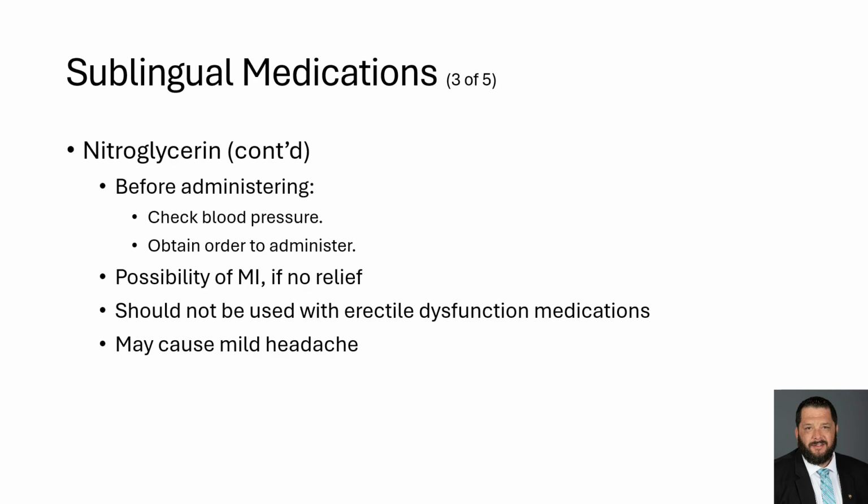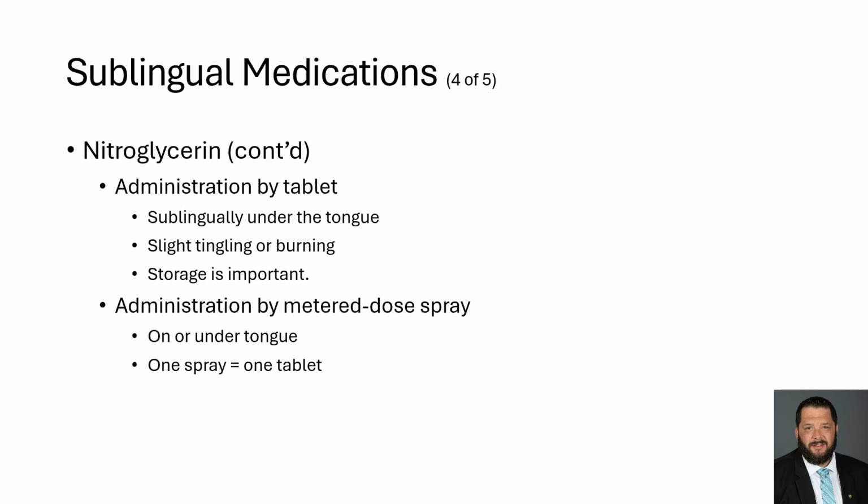If the patient doesn't experience relief of their chest pain after administering the medication, it can be an indication that there's a more serious event than angina, such as an MI. It should never be used with erectile dysfunction medications, and you should confirm this before administering nitroglycerin. It may also cause a mild headache for patients after administration. For administration by tablet, you're going to place it sublingually under the tongue, and there may be some slight tingling or burning. Storage is important for this medication.